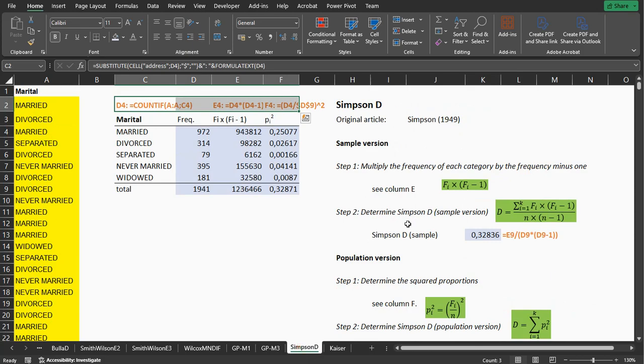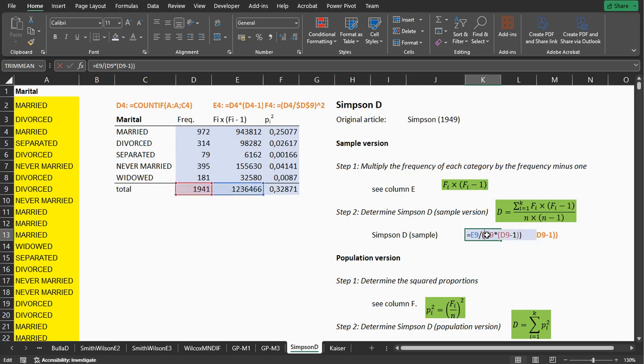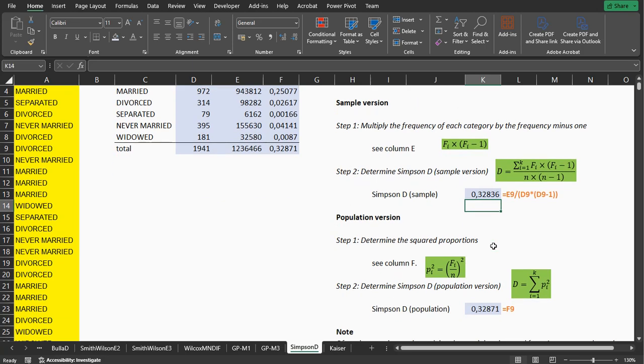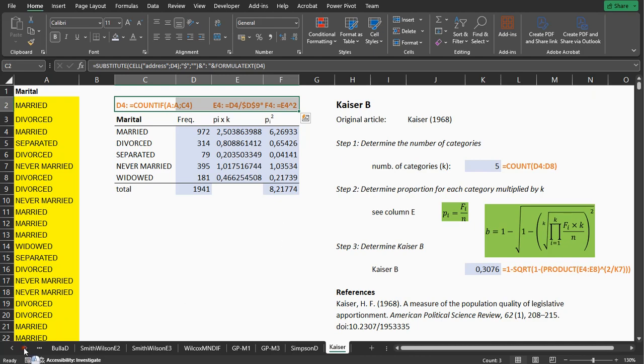Then we have Simpson D, again squaring the proportions, but also having the frequency times the frequency minus 1. So that's slightly different. We do that for having here the numerator, which is then simply the sum of those divided by the sample size times the sample size minus 1. For the population version, he's using the squared values, so we can then simply take that value, and that's then the Simpson D for the population version. Often the complement is used, so we do a 1 minus each, so that might give you a different variation sometimes. Last but not least is the Kaiser B, and that's finally then the last one.